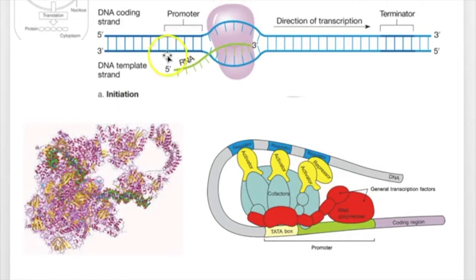Okay, so initiation. So initiation is when RNA polymerase begins unzipping the DNA, and it starts creating, and it can do this from scratch, so it doesn't need primase, it doesn't need a helicase. It starts creating the mRNA just from scratch using ribonucleotides.